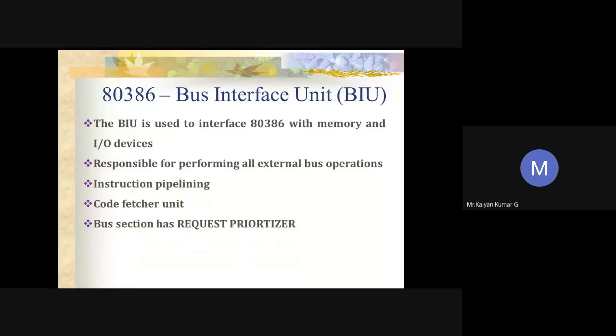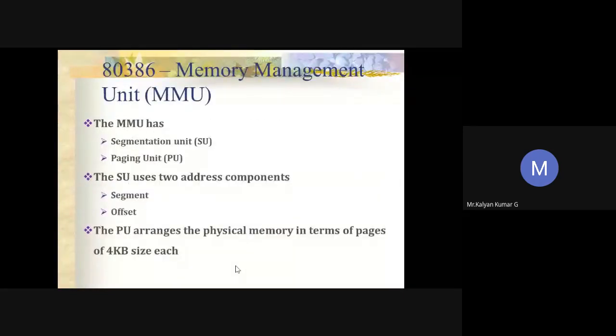Apart from this, we have a code fetcher unit. As the name indicates, it is used for fetching instructions from the memory while the bus interface unit is not executing any bus cycle. For that purpose, we use the code fetcher. Then we move on to instruction pipelining. Starting from the 8086, all the processors have this instruction pipelining concept.